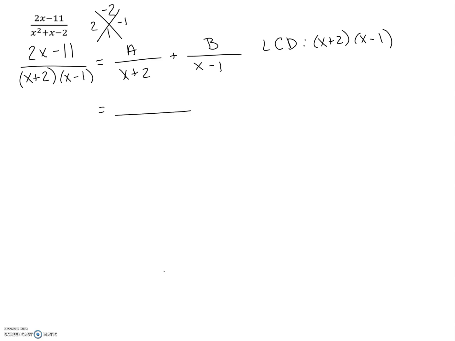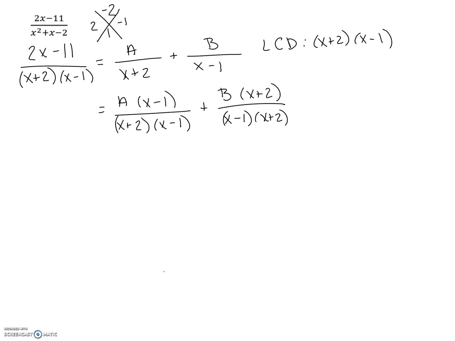So when I rewrite these fractions with a least common denominator, the first fraction had the x plus 2 on the bottom. It needs the x minus 1, so I also have to put it on top. For my second fraction, it had the x minus 1 on the bottom. It needs the x plus 2, so I also have to put it on the top. And these two fractions added together still equal 2x minus 11 over x plus 2 times x minus 1.